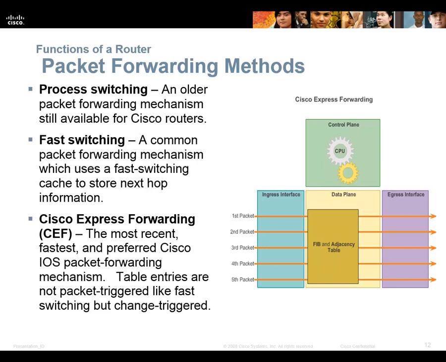So there are some different methods to forwarding packets. Process switching is an older packet forwarding mechanism that's still available for Cisco routers. Fast switching is a common one that uses what's called next hop information. And then Cisco uses one called Cisco Express Forwarding. And this is another proprietary Cisco thing. Table entries are not packet triggered like fast switching, but are change triggered.